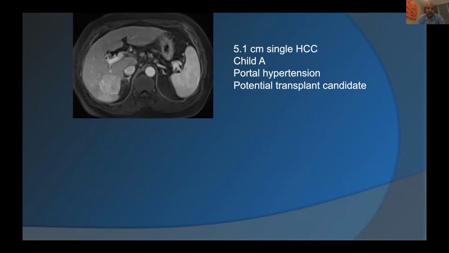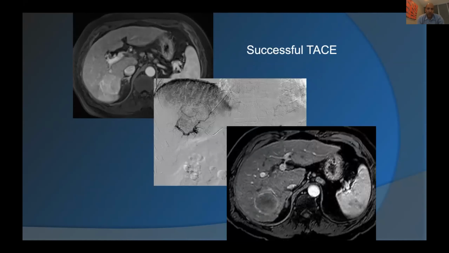So this is a 5 centimeter single HCC in the posterior right hepatic lobe, portal hypertension, transplant candidate if he can get downstaged. And I would argue that most institutions in the United States and Europe would do a chemoembolization for this tumor, being at 5.1 centimeters. And so that's what we did. We did a chemoembolization. You could see the hyperemia, the hypervascularity in the middle DSA. And then you can see a very good, essentially complete response on the follow-up MR.